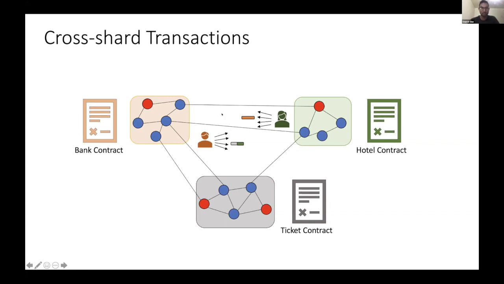If we have an orange user who wants to interact with contracts stored in multiple shards, let's say gray and green, then all three shards should come together to execute such cross-shard transactions. It's important to note here that cross-shard transactions are essential in a sharded system. Otherwise, it would be equivalent to running, say, independent parallel blockchains.